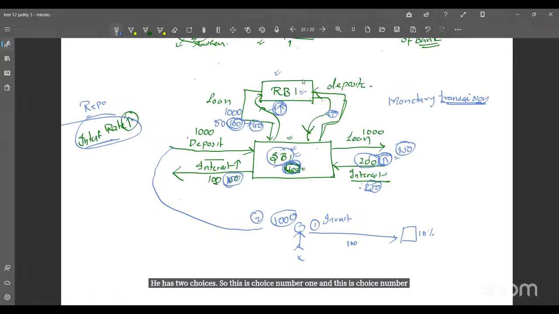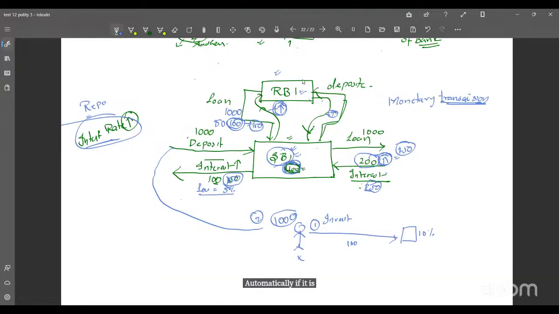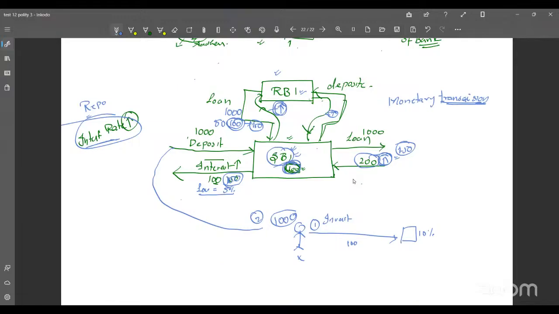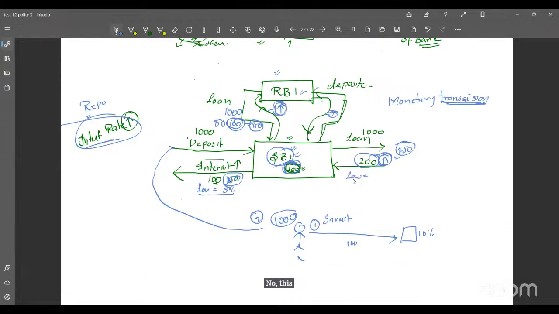Let's say the bank is providing a low interest of 5%. Automatically, if it is providing a low interest, the interest at which it is giving the loan will also be reduced. Correct? So we have discussed this already. If this interest reduces, automatically this interest also has to reduce. So let's say this interest is low. This is also low. Let's say it's 10%.